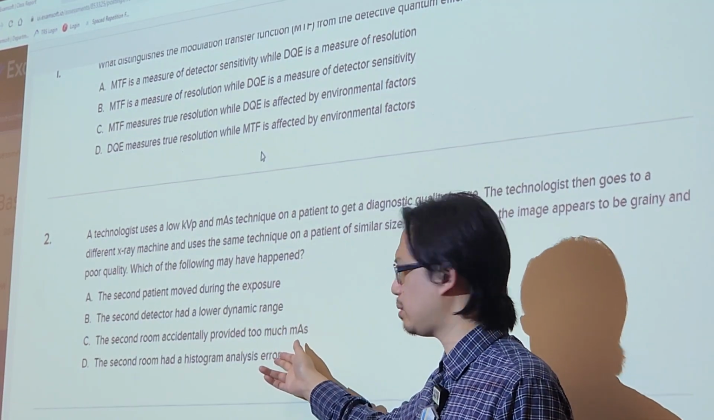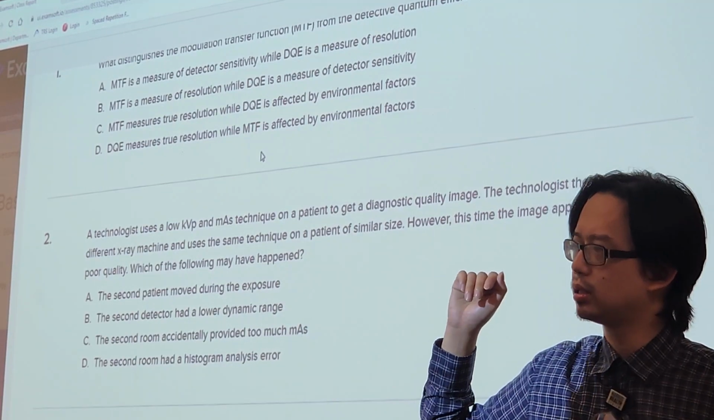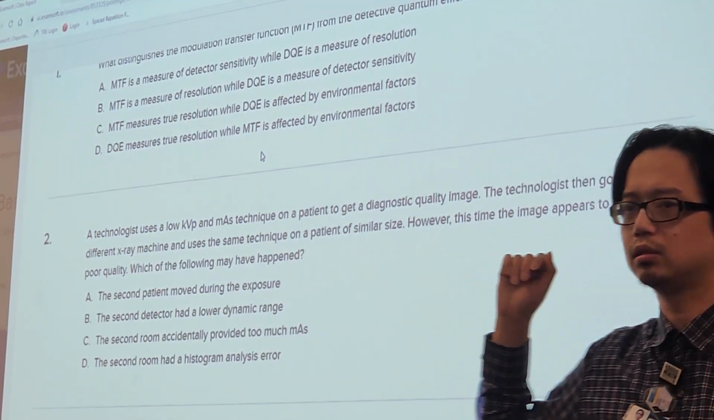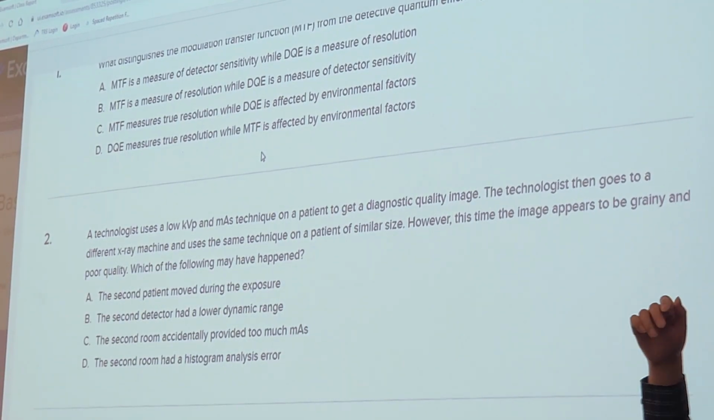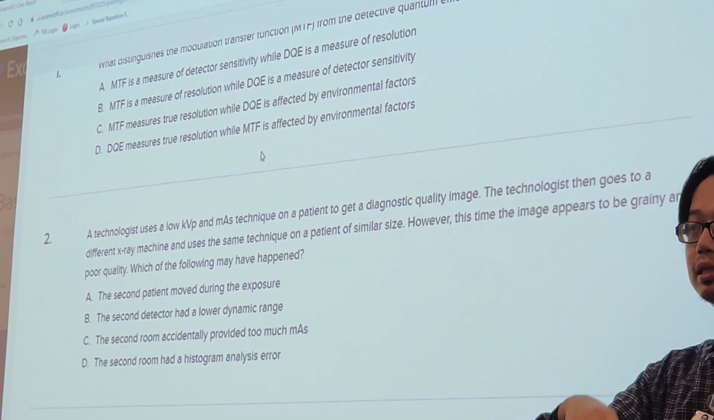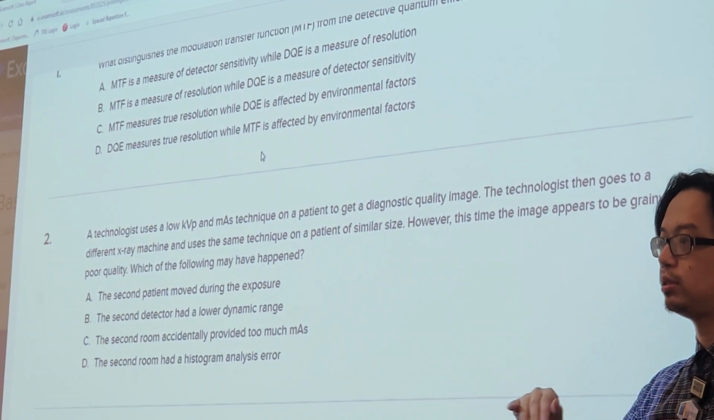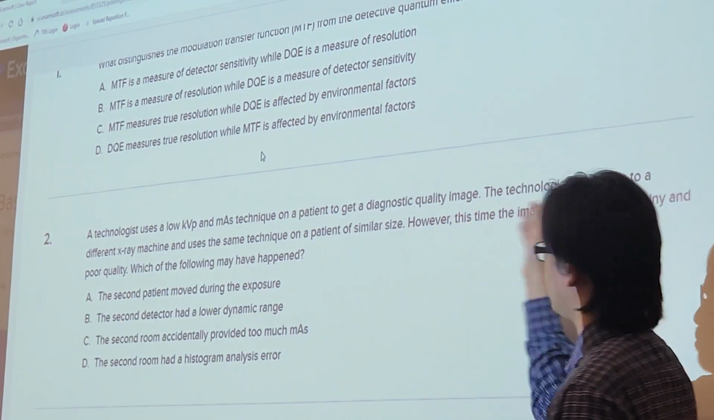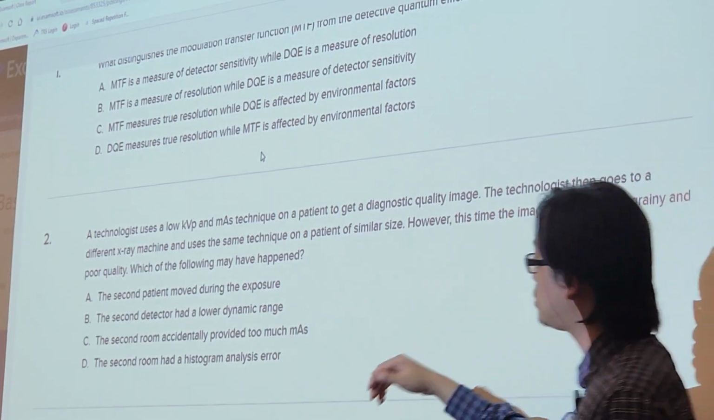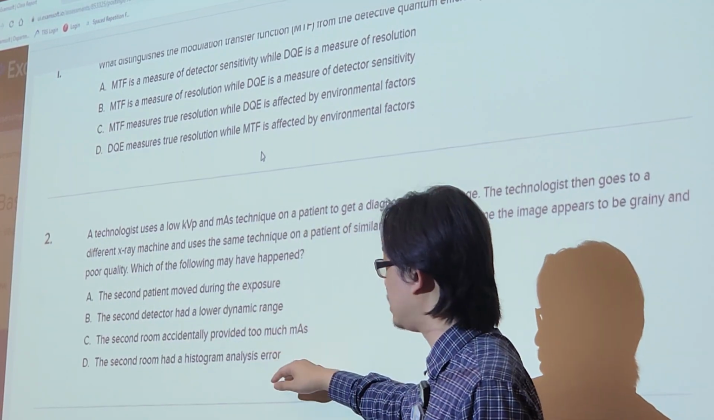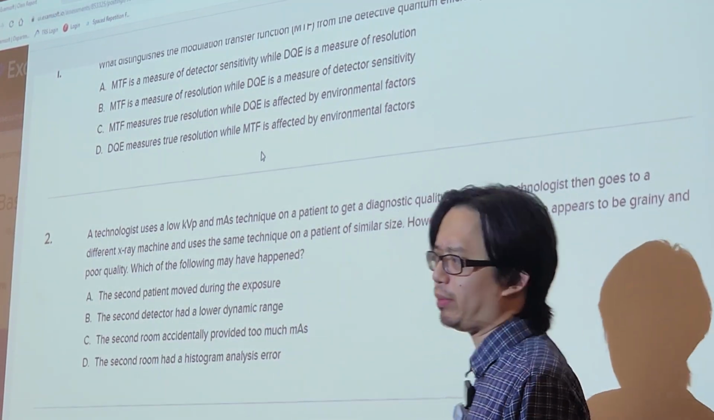And then D, histogram analysis error. What is that? Right, it can't detect the collimation border, so it gives the whole thing, including the stuff outside our collimation, so we have white on the outside of our image. That's not what's happening here. So you can eliminate A, C, and D. Then the question is dynamic range.